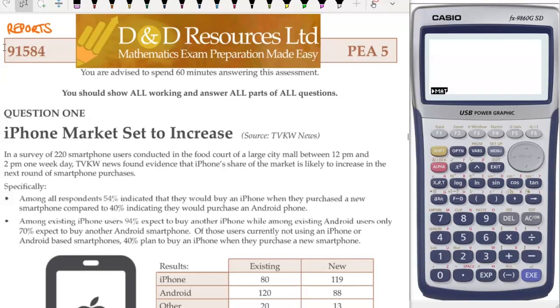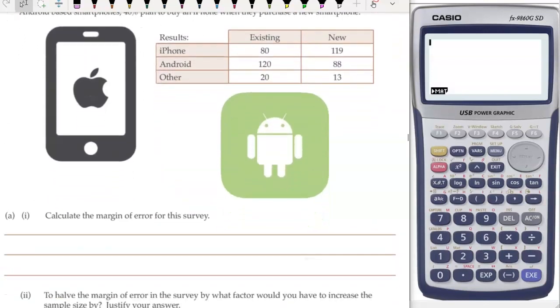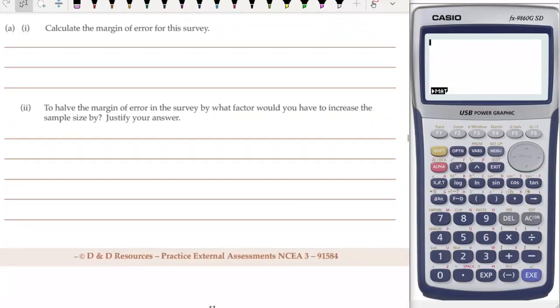Okay, so this one is standard number 91584 and it is practice external assessment number 5 from their booklet. Now I'm going to assume that you have read the information in the question and then we go straight to answering it just here. So first of all, calculate the margin of error on this survey.